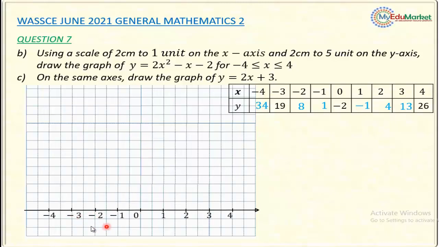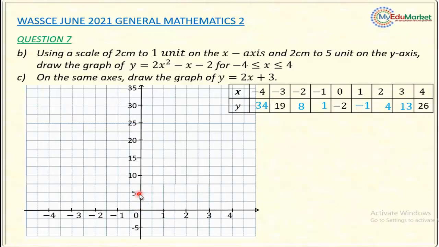This is starting from -4 up to 4, and it says 2 cm to 1 unit. So from here to here is 2 cm: -4, -3, -2, up to 4. Then I'll draw my vertical axis, that is the y-axis, and for the y-axis it says 2 cm to 5 units. So I have this also. This is the numbering. Each 2 centimeters represents 5 units.